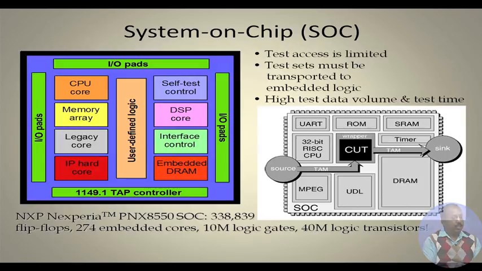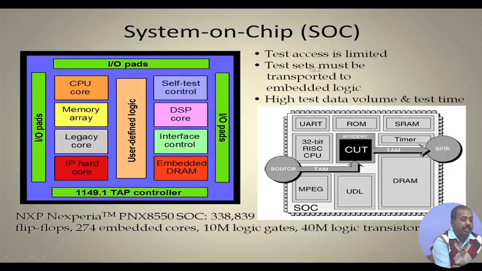Now, if you look into this system, you see that the test access is limited. For accessing this DSP core, maybe only a few of the pins are available on the IO pads, the rest are not. In the worst case, for some of the cores which are embedded deep inside the system, none of the pins are available at the system IO pads. So how do we apply the test patterns to them? How do we see the response generated by them? So test access is limited.